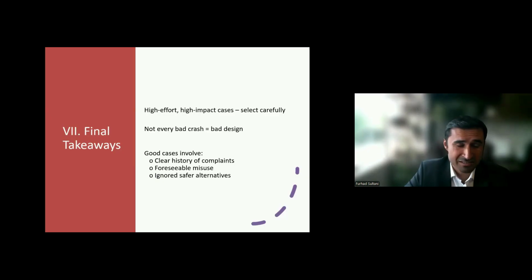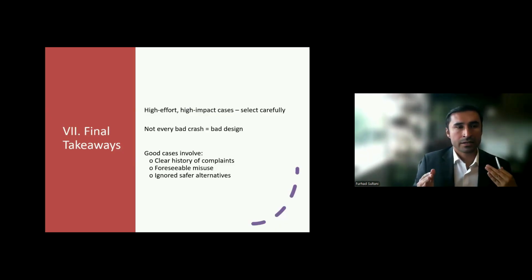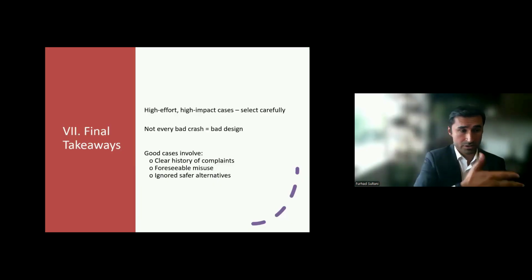Big takeaway, not every bad crash is a bad design. You want to look at that misuse. You want to see if this is an anomaly. And on the reverse of that, good cases involve a clear history of complaints. So you're going to want to ask for that complaint history up front and contact those people to see what exactly their issue has been. You want to see the same pattern. So in that case I talked about in Fife, where a four-way intersection would have helped, a lot of people were getting involved in collisions where the stop sign was misjudged, the follow through, and ended up hitting the car that was going straight.